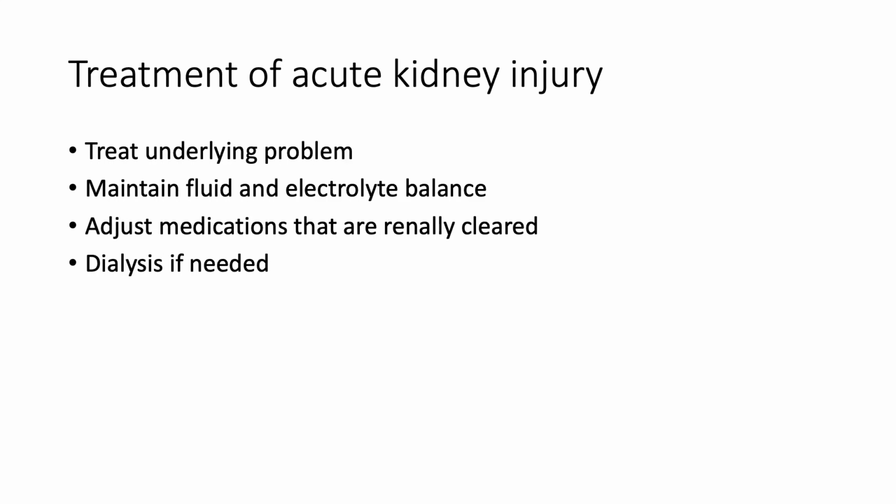So for treatment of acute kidney injury, you want to treat the underlying problem. So if they have congestive heart failure, you might need to improve their cardiac output. You might need to diurese them. If they're just really dry, they might just need a bunch of IV fluids. And then, if it progresses and you have an acute tubular injury, then you really just want to focus on supportive care, maintaining their fluid and electrolyte balance, adjusting medications that are renally cleared. And then if you have to, you start them on dialysis to replace their kidneys while you wait to see if the kidneys are going to recover.